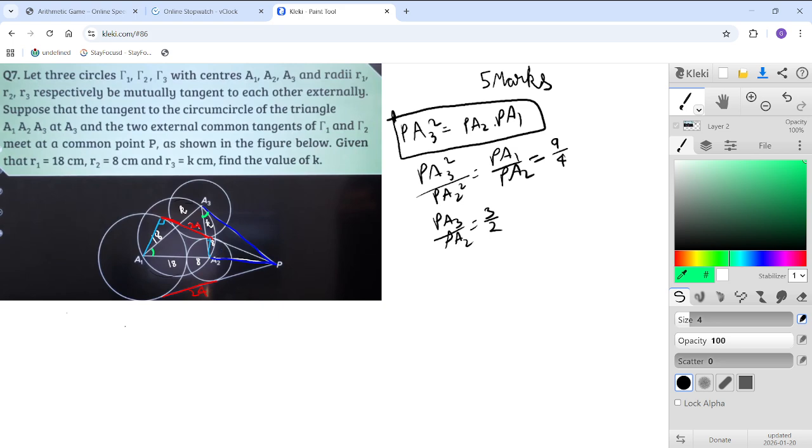I think I should mark them also. So which color? Yellow we haven't used. So this angle and this angle. Or I think I should draw a smaller one, and this angle and this angle. They're supplementary, right? So what we can do is, we know the ratio of these two sides. We got these two angles.